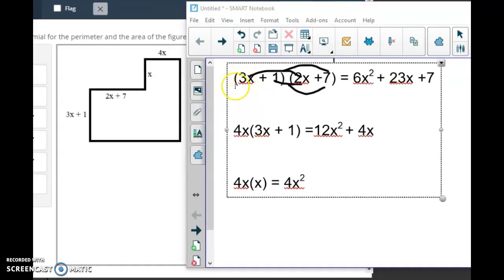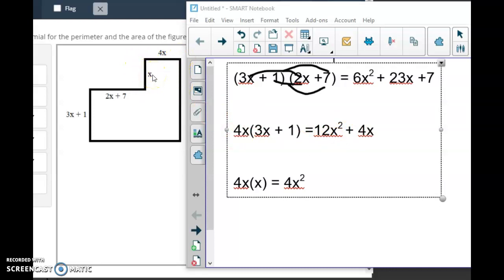You'll see that 3x plus 1 times 2x plus 7, you have to do the distributive property to get 6x squared plus 23x plus 7, and that gives you the area of this portion right here. Then 4x times 3x plus 1, this is 4x, and this is 3x plus 1, so you get the area of this bottom right portion as 12x squared plus 4x, and then the top portion I had already said was 4x squared, which is 4x times x.